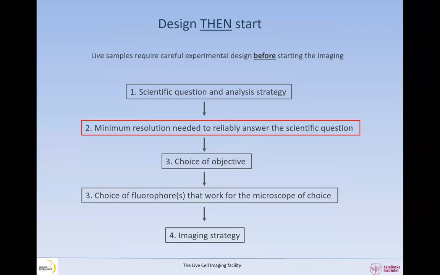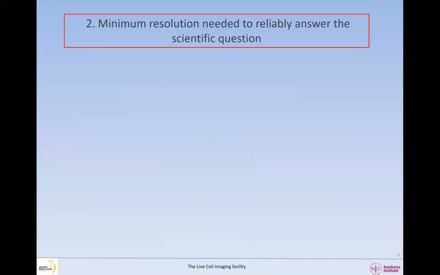So now let's see how we calculate the minimum resolution needed to reliably answer our scientific question. So how do we calculate resolution? As you already know, resolution is the smallest distance in the image that we can resolve. When the distance is not resolvable, for example, these two dots will look like one big dot.